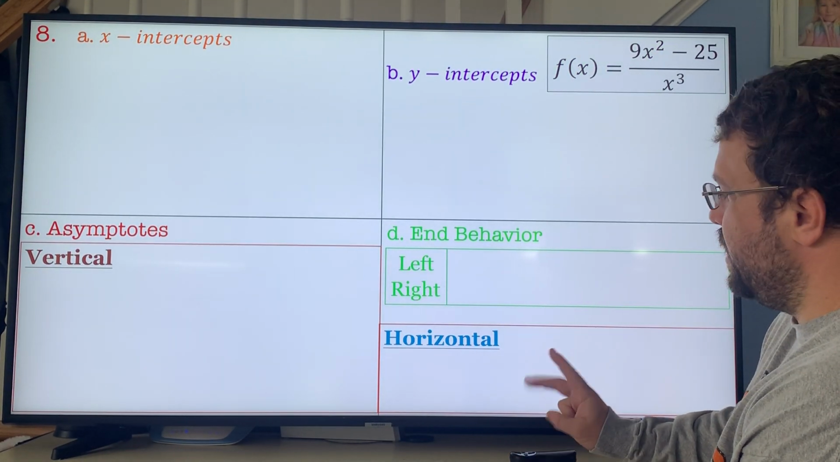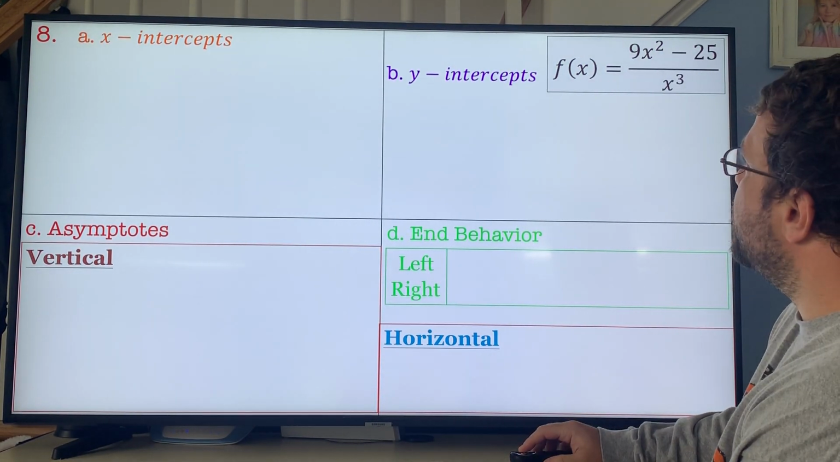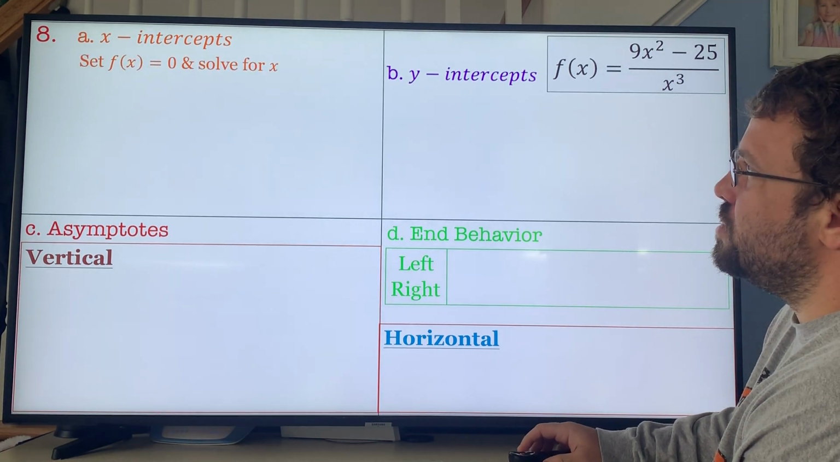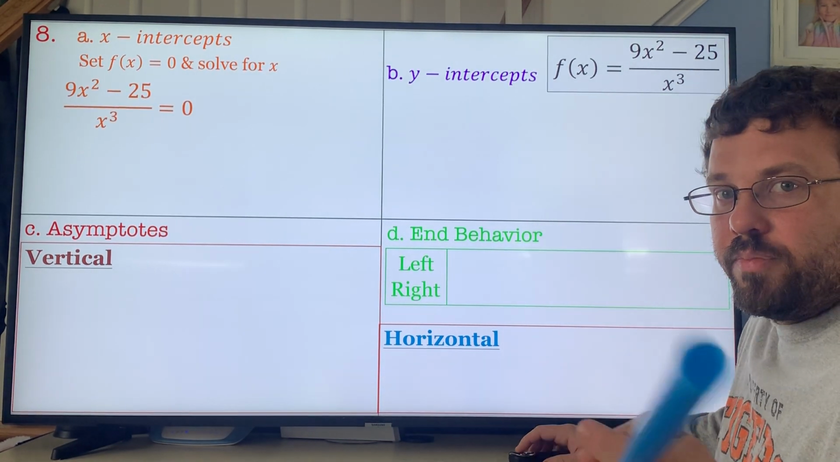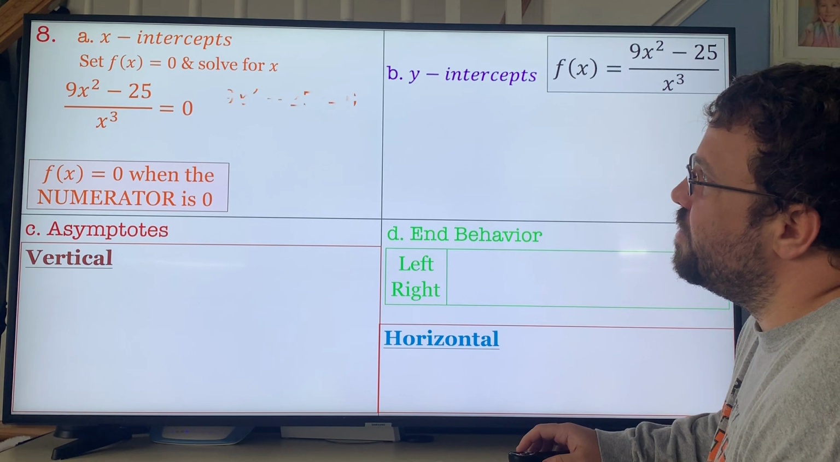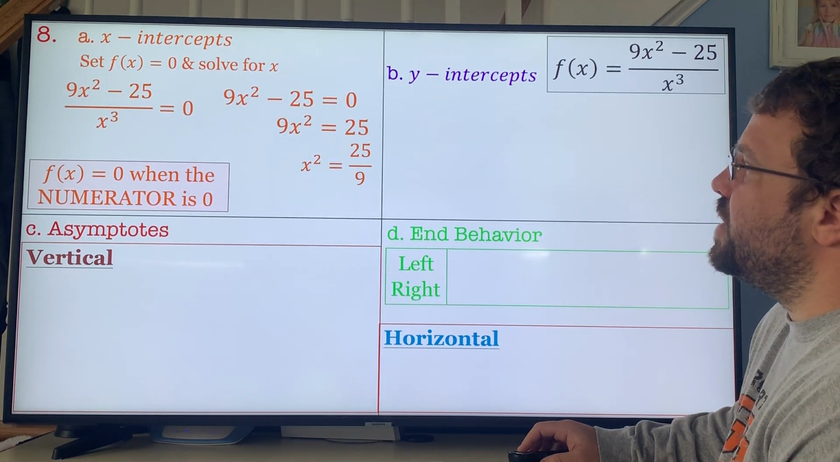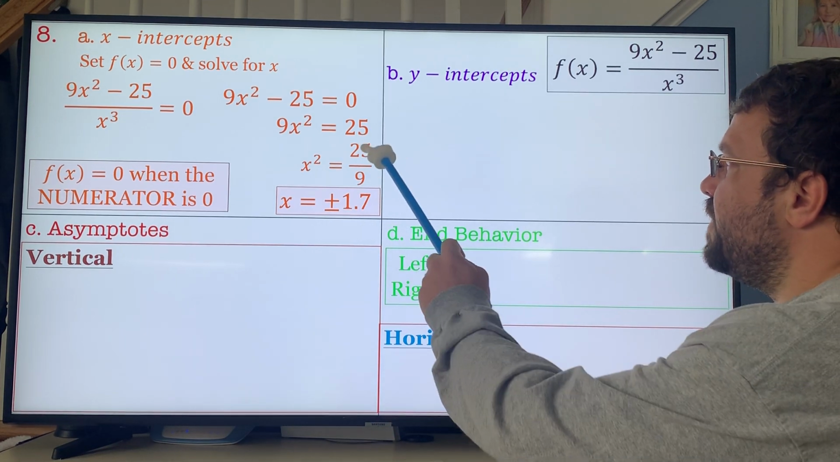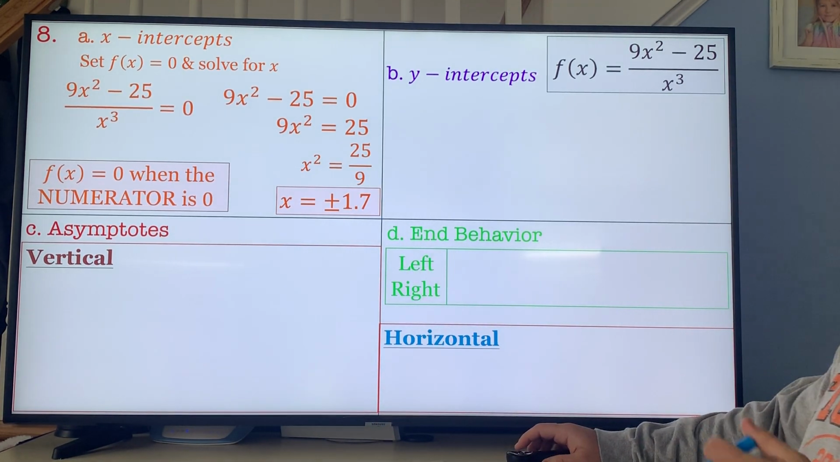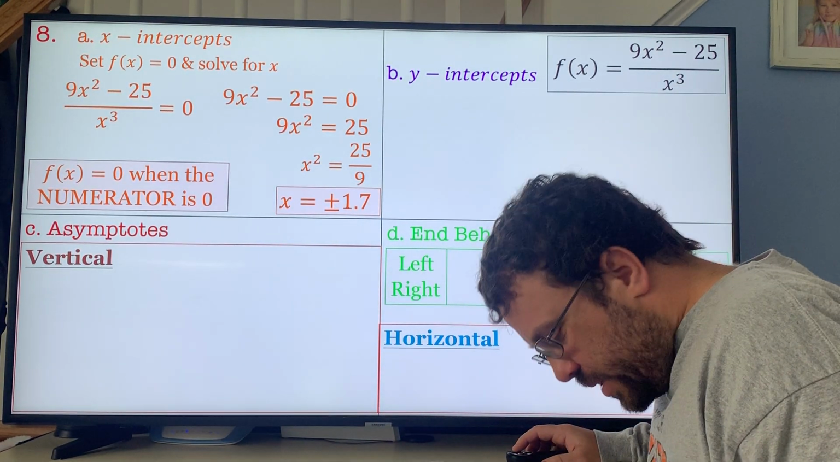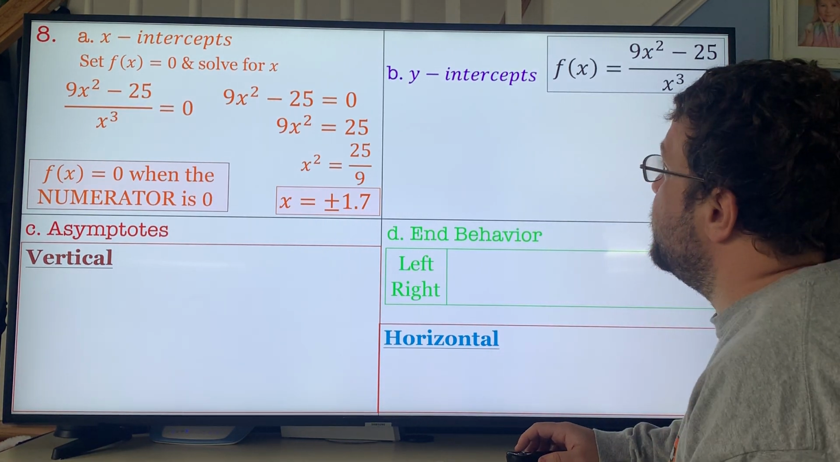Problem number 8. 8, 9, 10, 11. Almost there. So X-intercepts. Set the numerator equal to 0, right? So 9x squared minus 25 equals 0. Add 25, divide by 9, and take the square root. You get plus or minus 5/3, or plus or minus 1.6 repeating, or plus or minus 1.7.